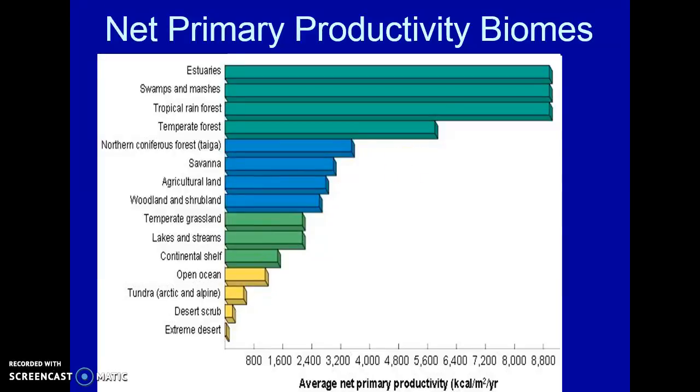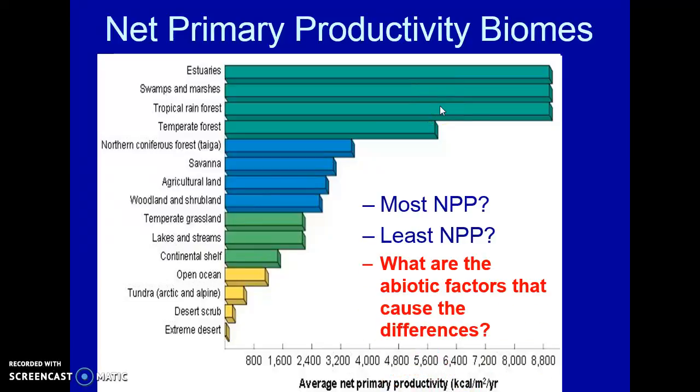So which ones look most productive? Estuaries, like our Chesapeake Bay. Rainforests, and temperate, like where we live. Well, this makes sense that rainforests and marshes and estuaries, like the Chesapeake Bay, have the most plant production. Why? Because they have the best abiotic factors. All right, what kind of abiotic factors make a tropical rainforest more productive? The light, the temperature, all right, the rain.